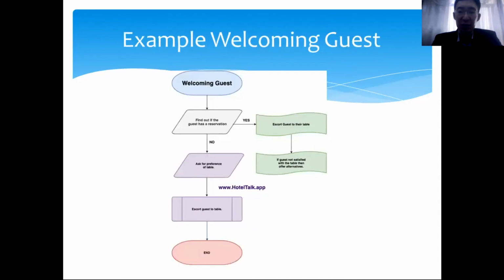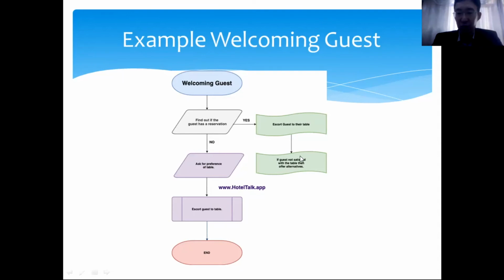Then we have the tape. This one, this shape, is usually used in programming to show additional information. That is not part of the algorithm, but it helps you to remember something. So basically, if the customer has a reservation, it's easy, because we already know where to send our guest, where the guest is going to sit, and who is going to serve him or her.